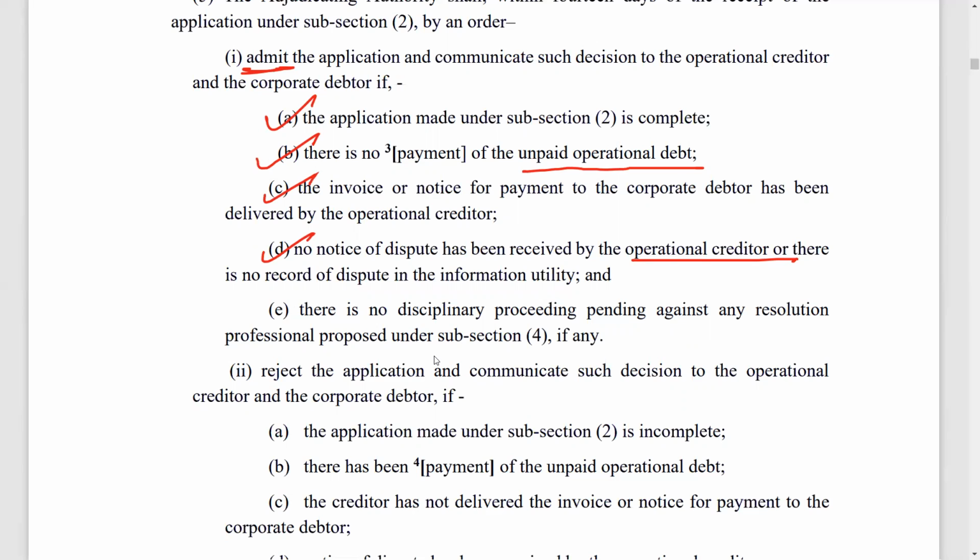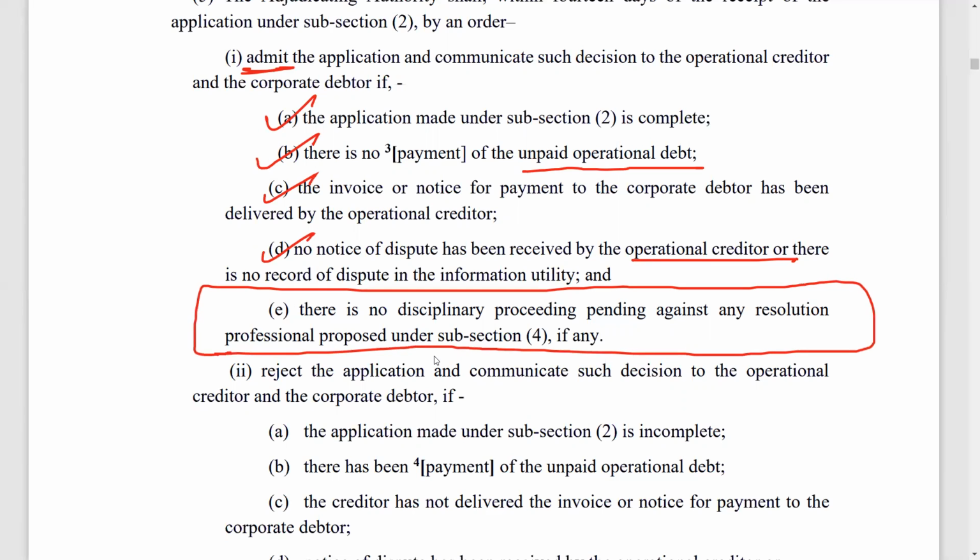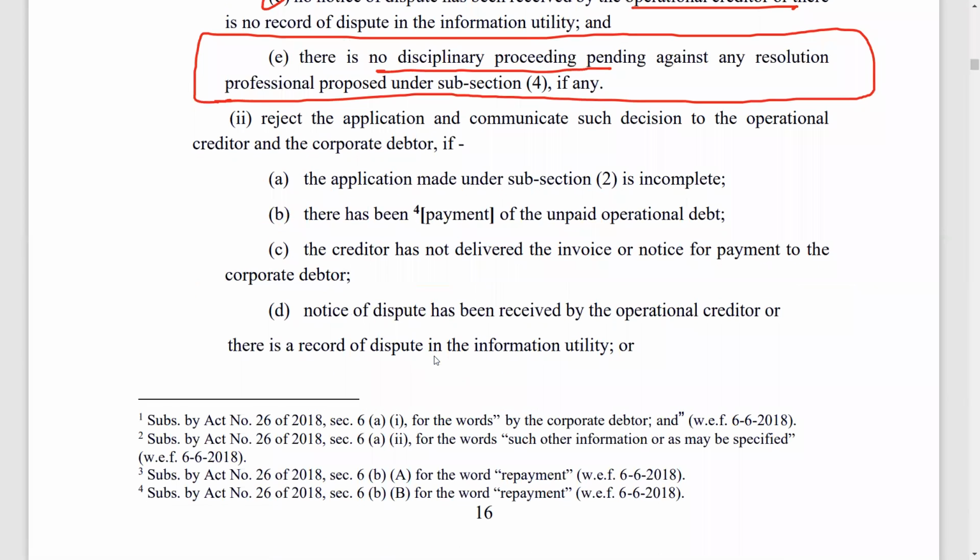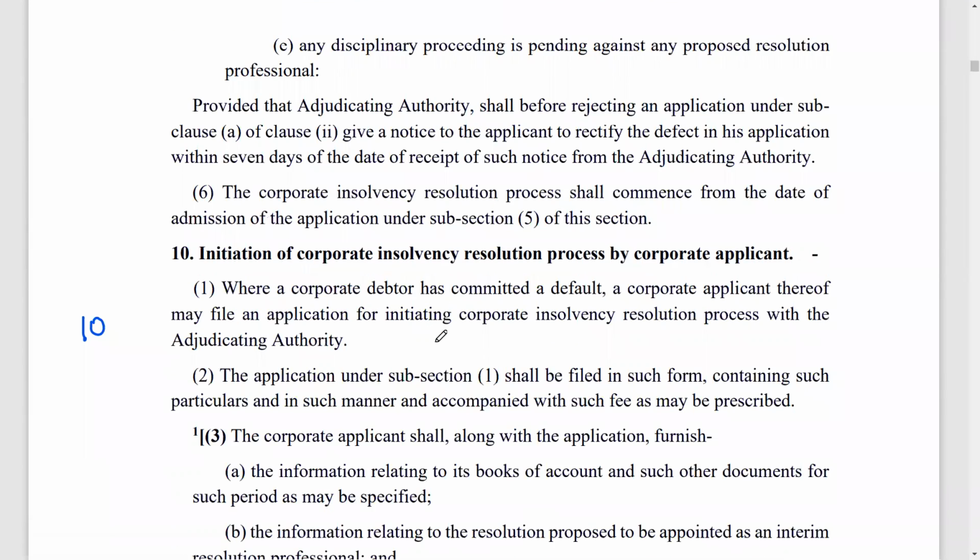Now when it comes to the disciplinary proceeding of the resolution professional, the operational creditor may or may not propose the name of the resolution professional who is going to act as the interim resolution professional. However, if it does, then in that case the disciplinary proceeding should not be pending against such a resolution professional. Now once the application is admitted, we will say that the CIRP process has commenced.